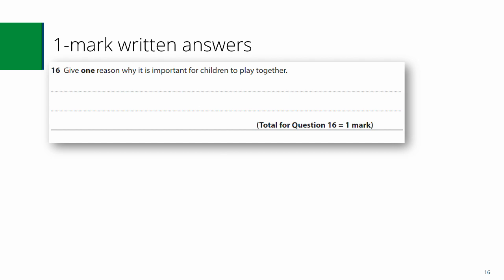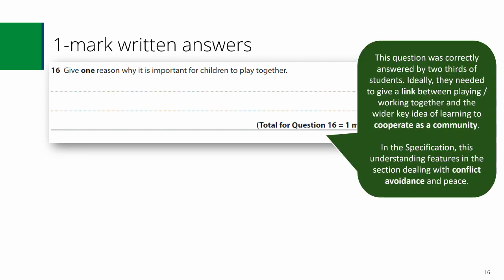Here is the first one we'll look at, question 16. Give 1 reason why it's important for children to play together. This question was answered correctly by around 2/3 of the candidates. They needed to make a link between playing and working together and the broader citizenship idea of being part of a community and of building relationships, key ideas that they should have studied as part of the course.